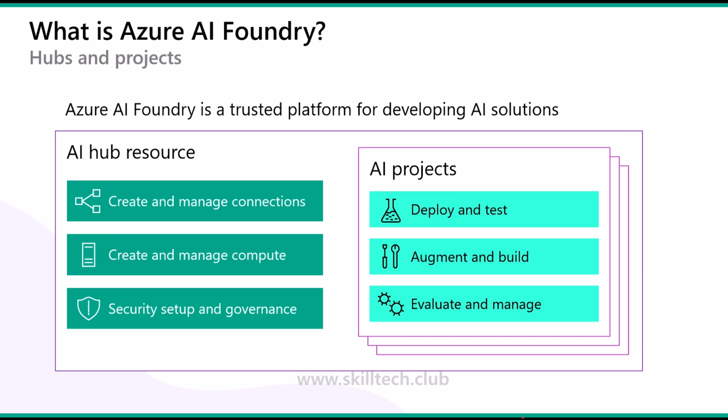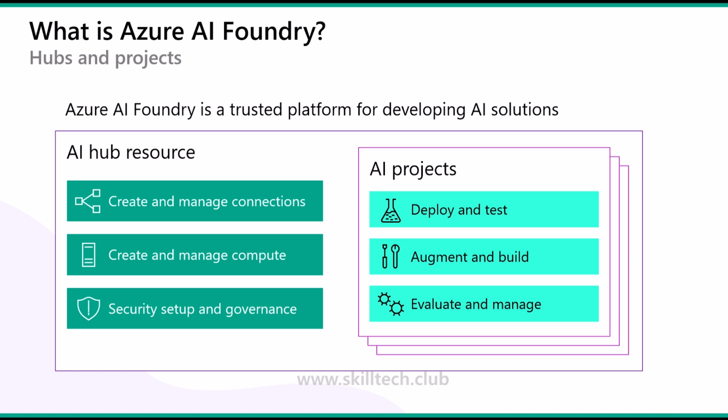Now let's talk about what Azure AI Foundry is and what kind of components it has inside. There are two components which you need to understand: AI hubs and AI projects. AI Hubs in Azure AI Foundry are the top level resources that provide a centralized setup and management for AI projects. Basically, this is going to help you group your multiple projects under one umbrella.